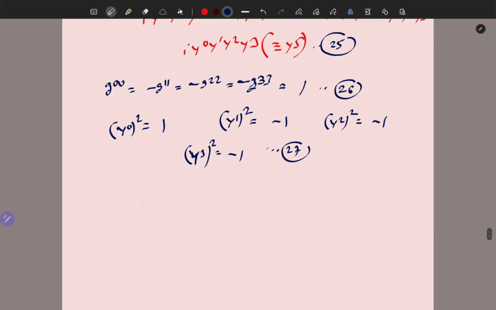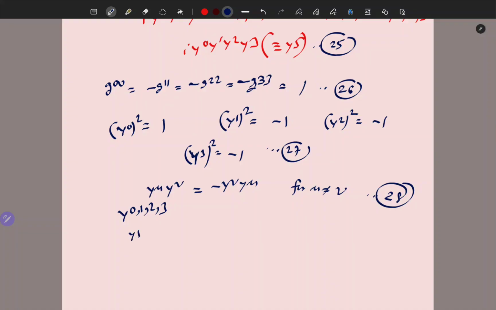In addition, recall gamma nu gamma mu equal to minus gamma mu gamma nu for mu not equal to nu, which is equation number 28. In equation number 25, besides the 4 gamma matrices gamma 0, 1, 2, 3, we have introduced the 5th gamma matrix gamma 5 equal to i gamma 0 gamma 1 gamma 2 gamma 3. The 5th gamma matrix plays a very important role in particle physics relating to chiral symmetry, and in mathematical physics, for mathematics in the index theorem for the Dirac operator.